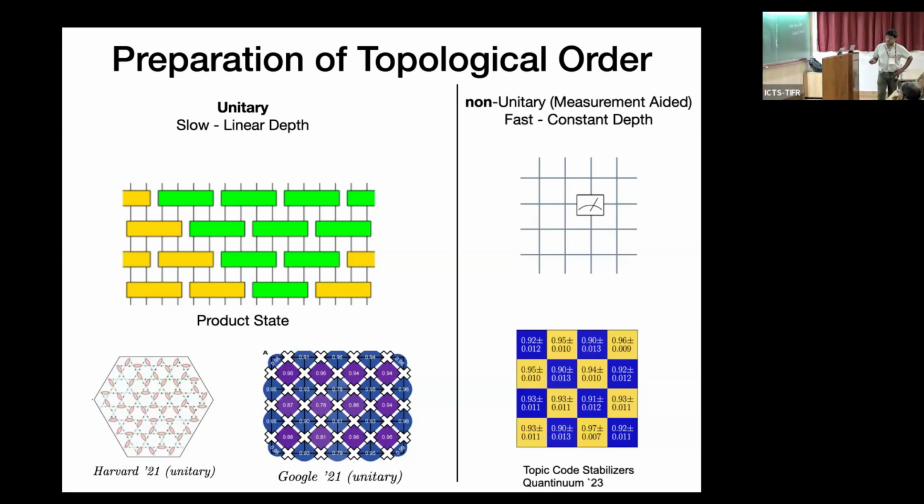Actually, this was an experiment we did with Quantinuum, creating the toric code using this measurement-aided preparation, and you can see it's very good. Stabilizers are close to 1. Yeah. So are your measurements k-local here? Yes, yes. You measure the stabilizers, basically. You measure the product of sigma z and the product of sigma x. But only on a few qubits? 4 qubits at a time. 4 at a time. Yeah.